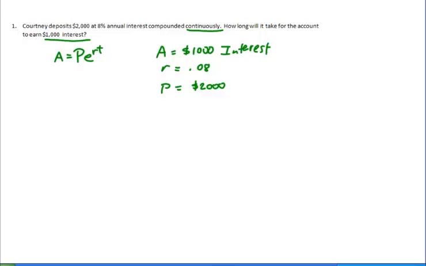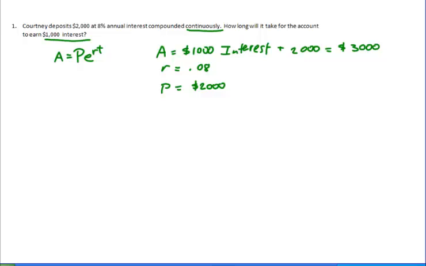Well, my $1,000 of interest, if I add that on top of my initial deposit, would give me the total amount of money that I want. So I'm looking for something that gives me $3,000. Okay, so the question is, how long will it take with continuously compounded money to take my $2,000 and make it $3,000?